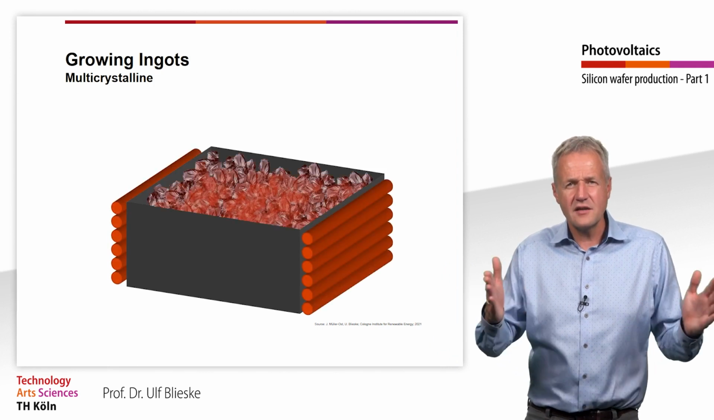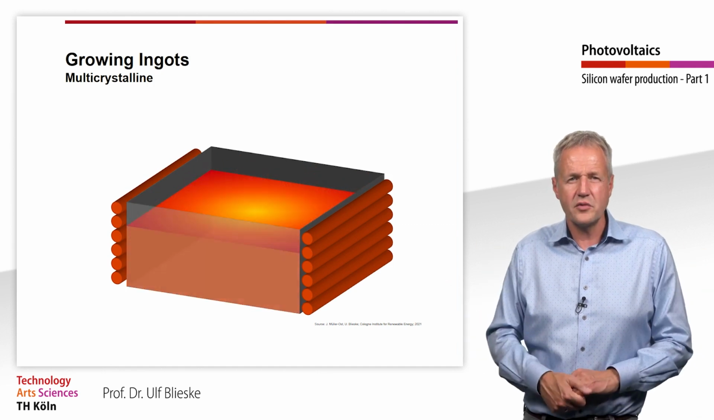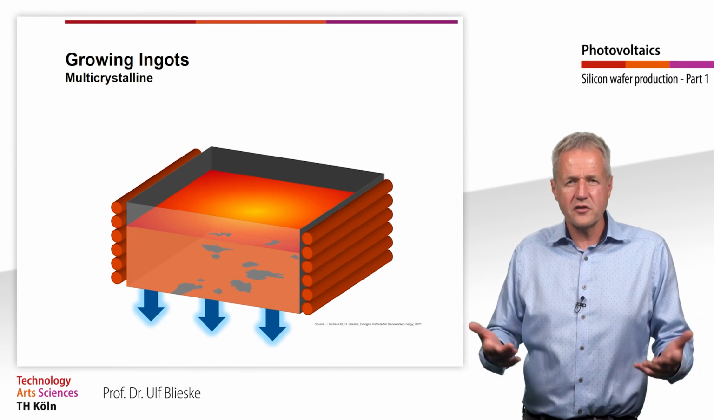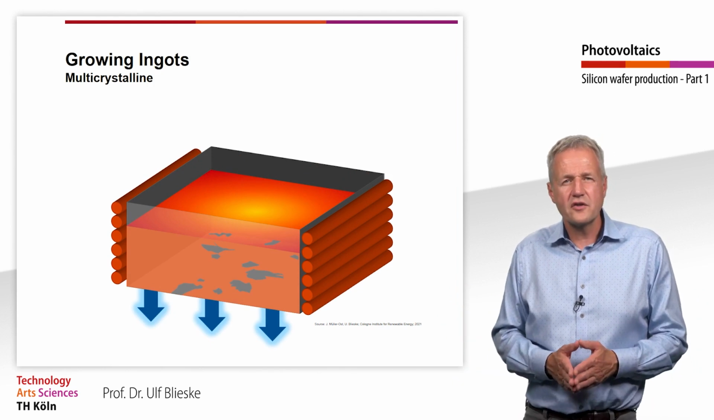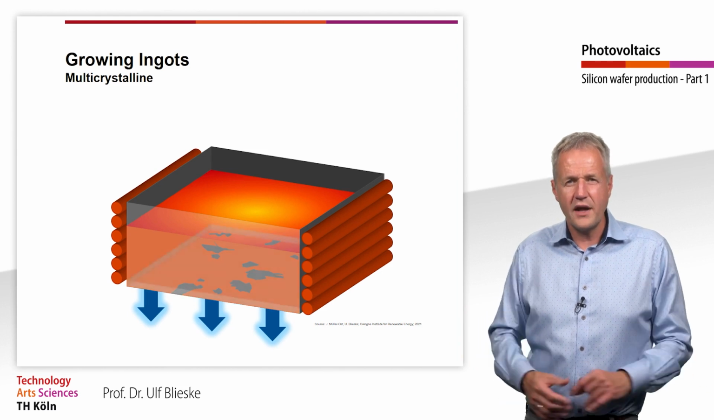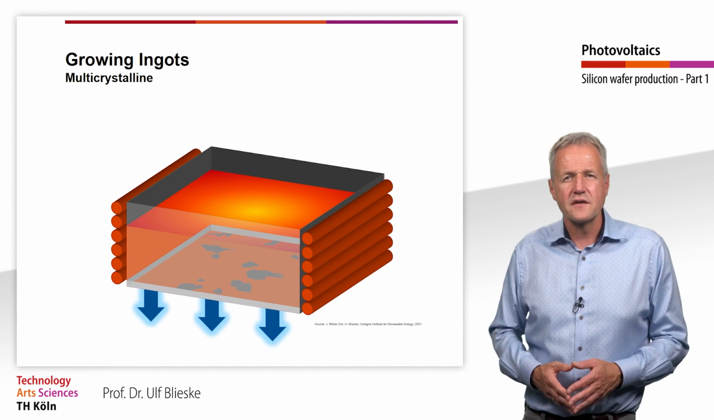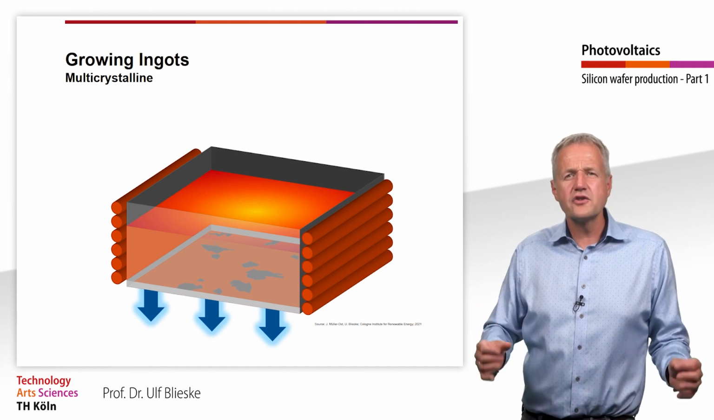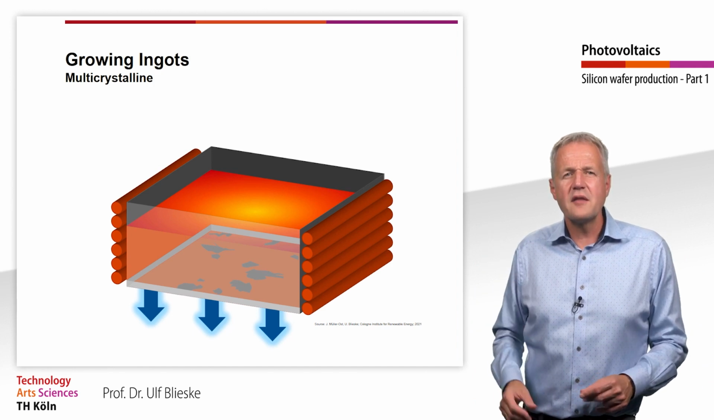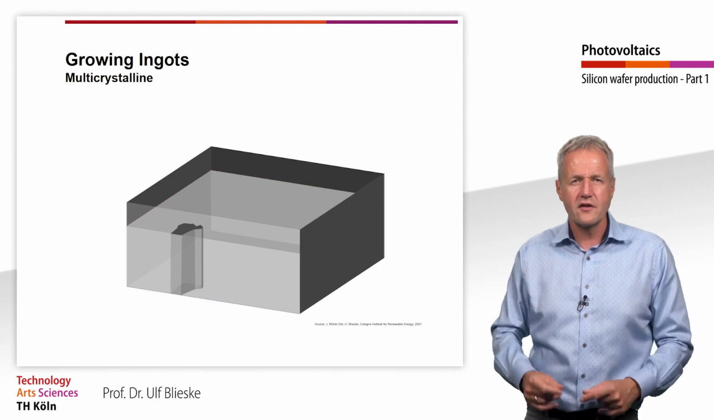As in the Czochralski process, the polysilicon rods are broken and melted in a crucible. The crucible is then allowed to cool from the bottom. On the bottom of the crucible, small single crystals form in various places, which continue to grow sideways until they touch. The crucible is then allowed to cool from the bottom to the top.